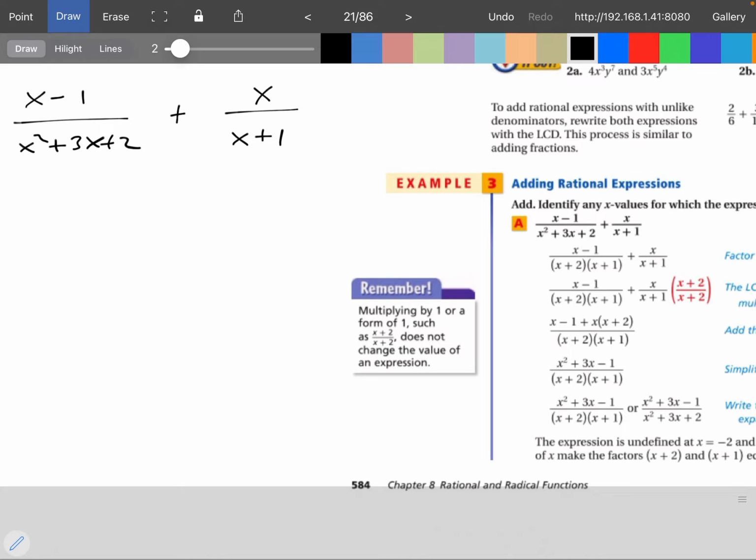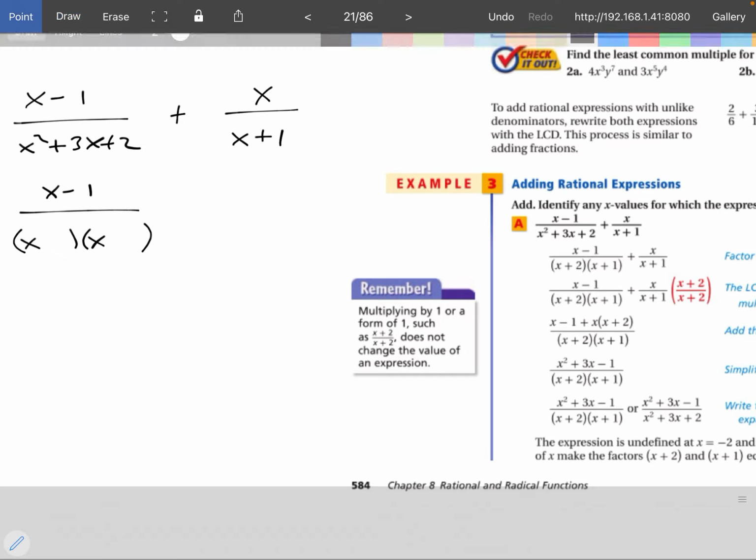So let me rewrite this thing for you. So we're going to do x minus 1 over. And again, this is why the factoring is super important in this chapter. So on this one, a times c would be 2. So we need two numbers that multiply to 2, where the same two numbers would add to 3. So what would that be?